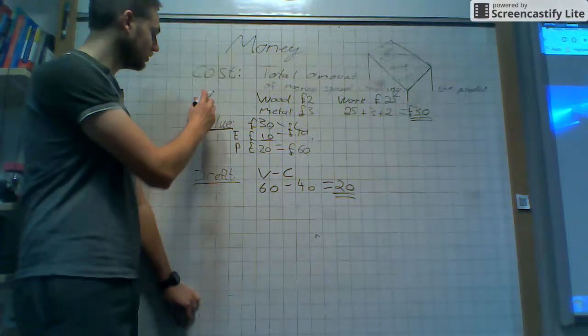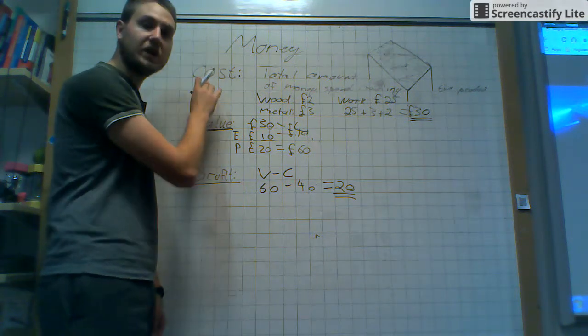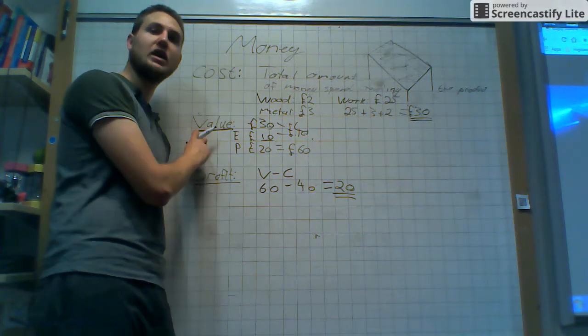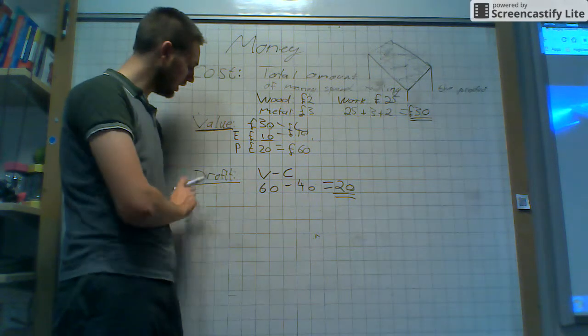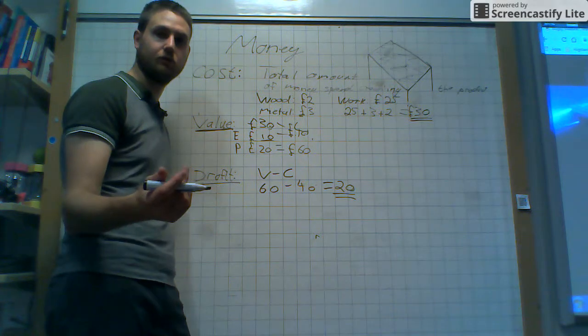That is cost, value, and profit. Cost, how much it costs to create a product. Value, how much it's set to cost in a shop. And profit, how much money do they make once they have actually sold the product. Very good.